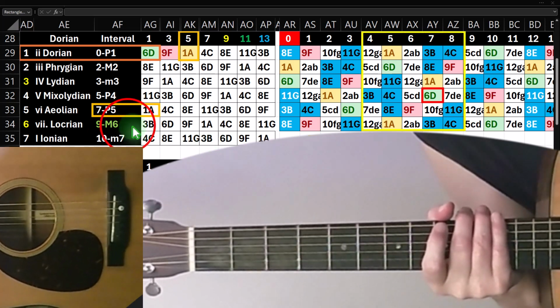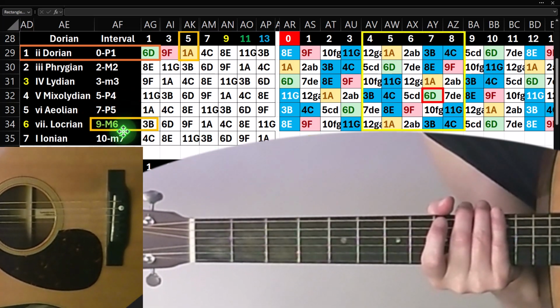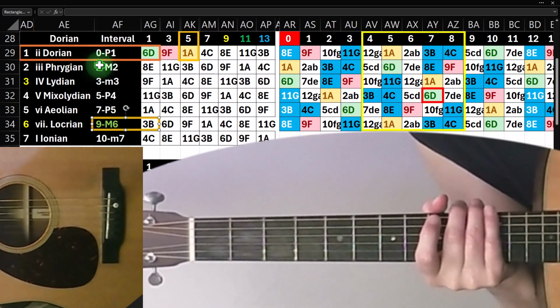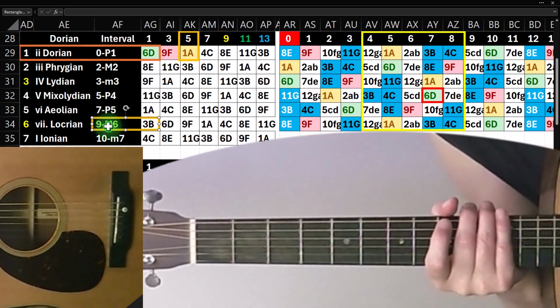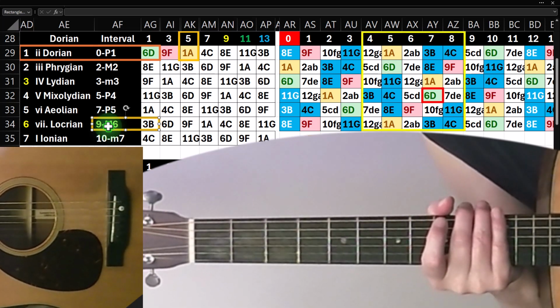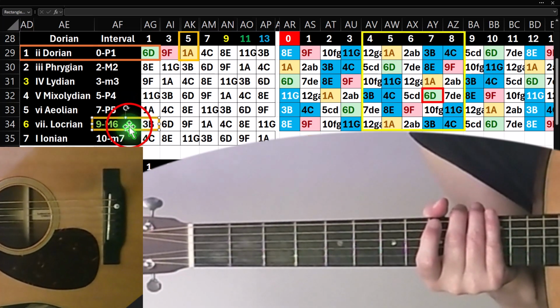Moving on to the next one. We're on the 6th now. So this is the crazy one for the Dorian, because you would think it would be an 8-note away flattened minor 6. But no, they're keeping the 9-note away major 6.